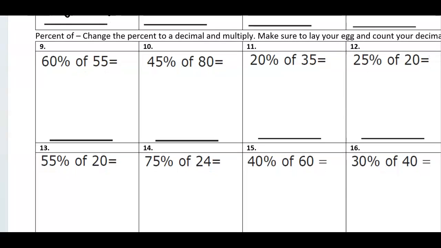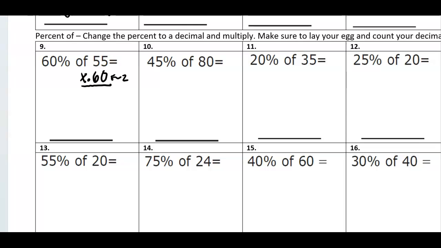We're going to do percent of. Remember, change the percent to a decimal and multiply. Make sure to lay your egg, count your decimals. So you're changing this 60% to 0.60. You're putting it directly underneath the 55. Lining up the numbers is important. You can worry about the decimal at the end.